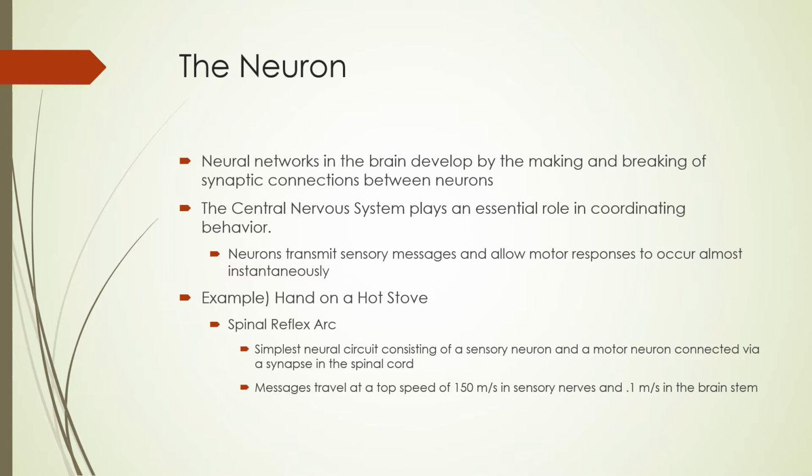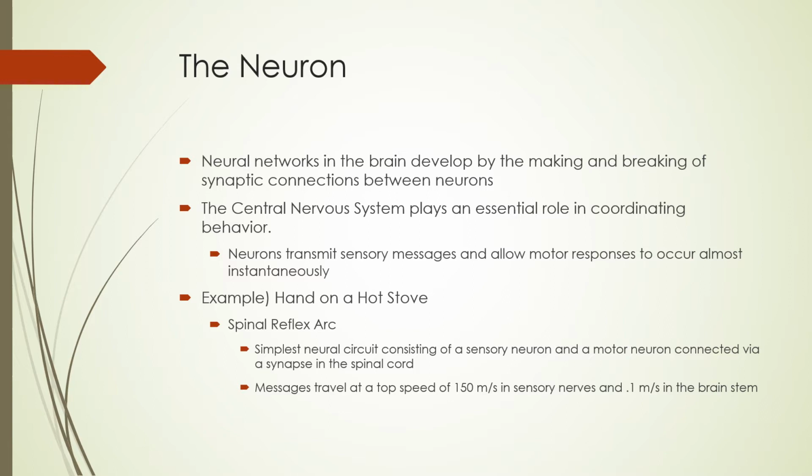And the central nervous system really plays an essential role in coordinating this behavior. Neurons transmit sensory messages, so ones taken from the senses. So when you smell something, when you taste something, when you touch something, that sends messages through neurons to your brain to make sense of what those are, and then allow motor responses to occur almost instantaneously.